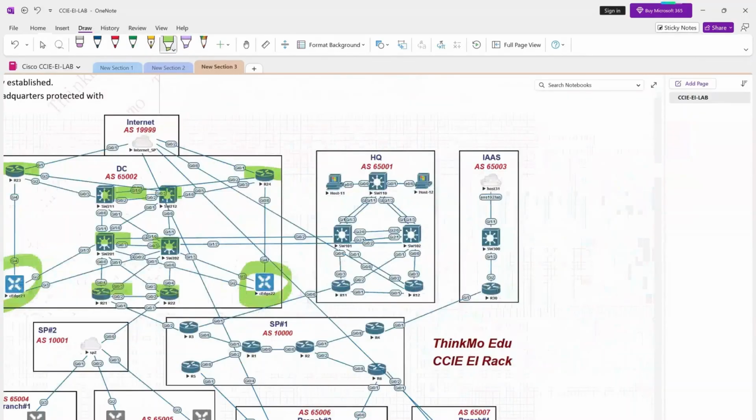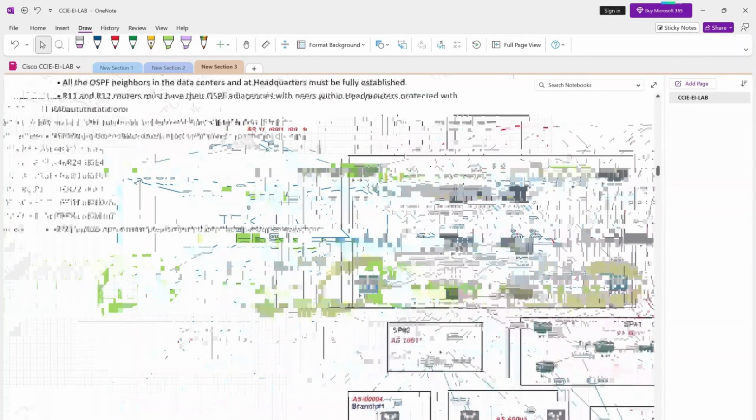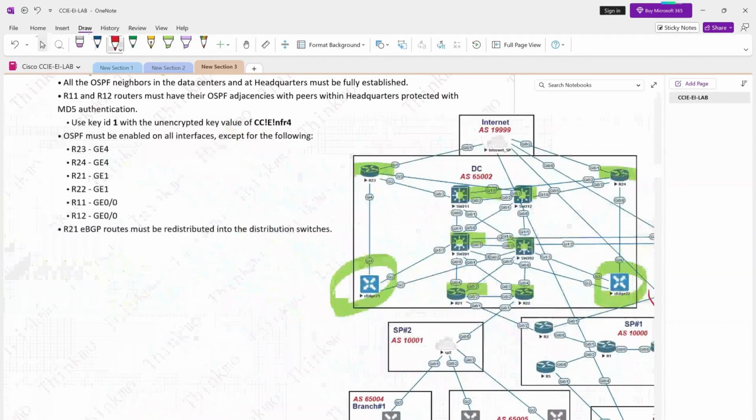So what about the headquarters area? In the headquarters area, except for this access switch, all the other switches need to be configured with OSPF between them. Also, it explicitly states that within the HQ area, that is to say, in the central headquarters area, the links between those four specific devices must have authentication enabled. For this authentication, it uses MD5, and the key must be set up as a keychain, containing only a single key, correct?